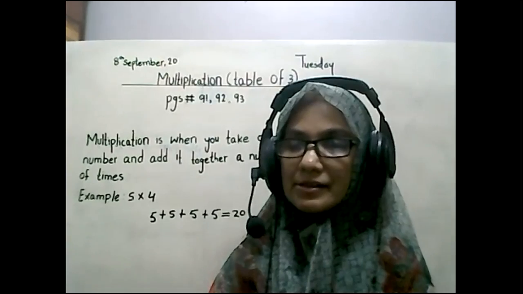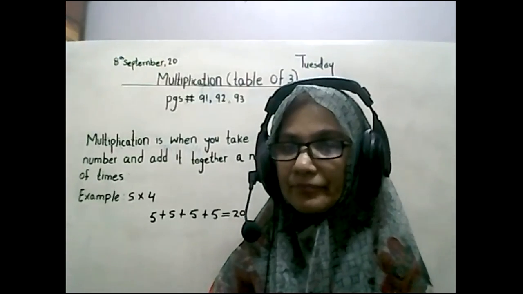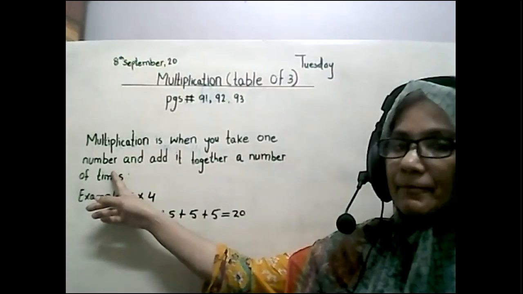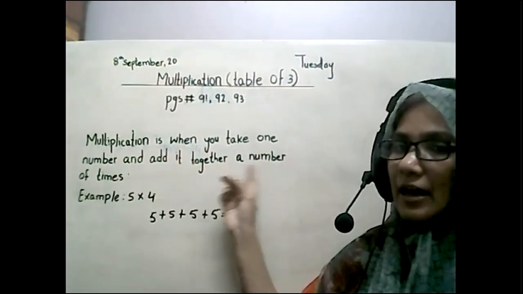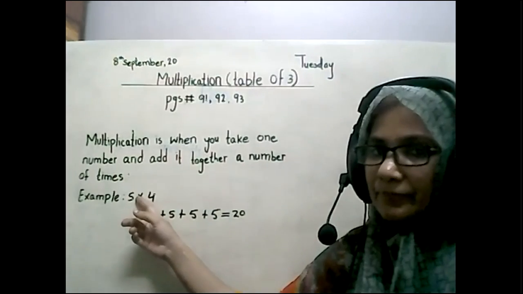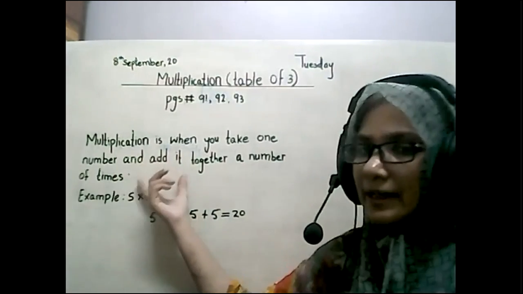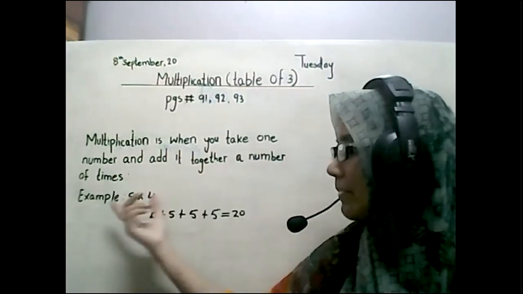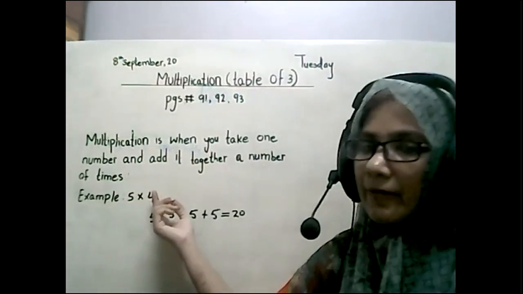Multiplication is repeated addition. Multiplication is when you take one number and add it together a number of times. You take one number, and add it a number of times. For example, 5 multiplied by 4.